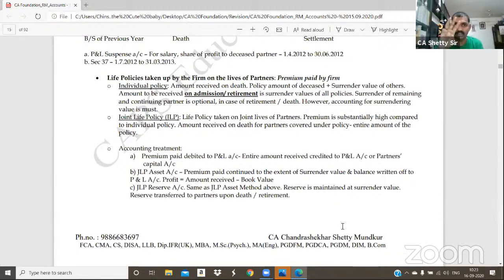3 partners together, they take a policy. 1 person die also, they have to pay entire 100 lakh. Assuming, look at this. Individual policy, I take 60, 30, 10. X, Y, Z. If Z dies, they will receive only 10 lakh plus surrender value. Whereas here, all the 3 put together, one policy for 100 lakh. Any one of them dies, they receive entire 100 lakh.